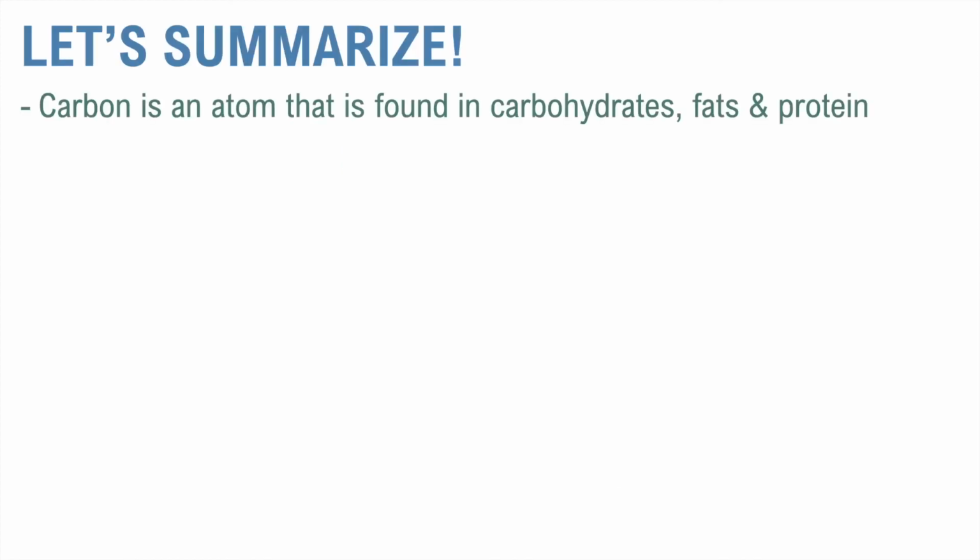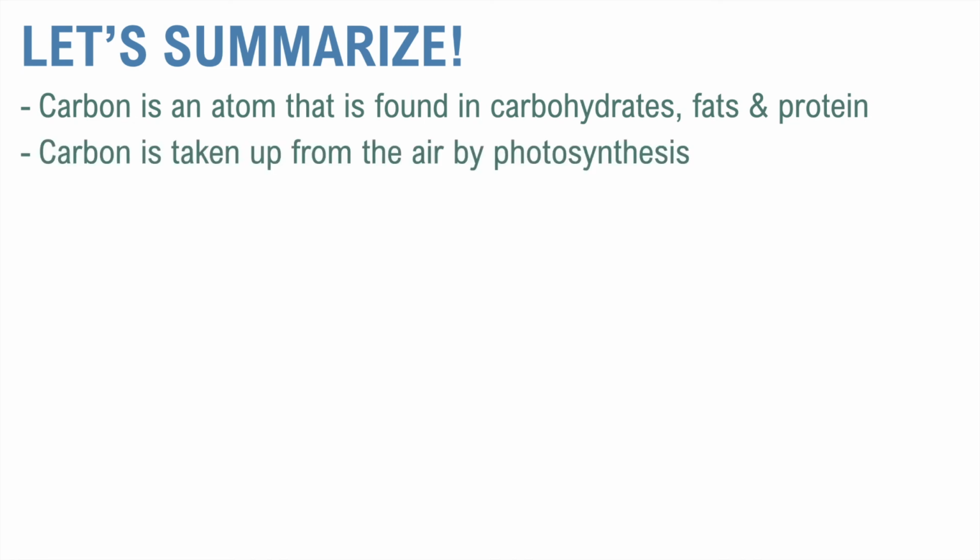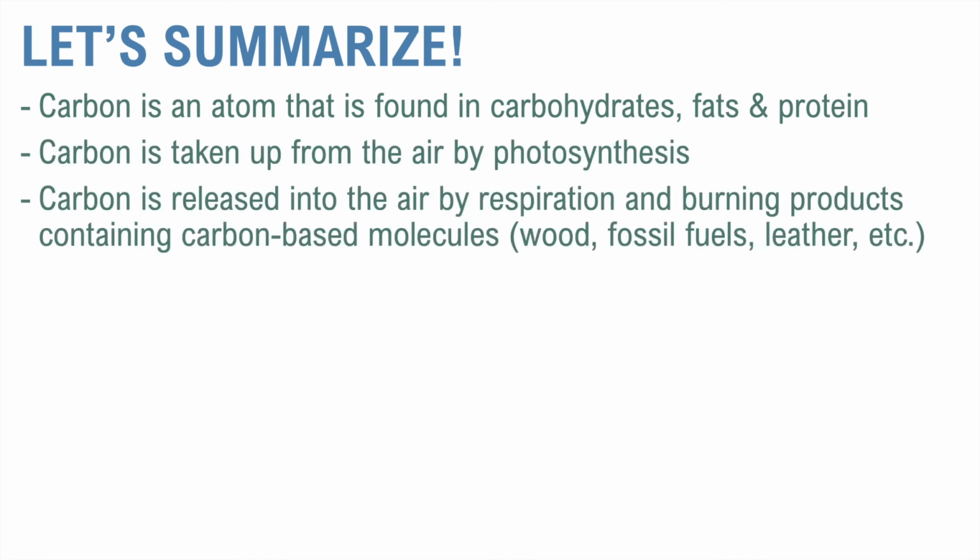So let's summarize. The first thing that we have learned is that carbon is an atom that is found in carbohydrates, fats, and protein. That carbon is taken up from the air by photosynthesis, and that carbon is released into the air by respiration and burning products containing carbon-based molecules, like wood, fossil fuels, leather, and other products that are made up from natural materials.